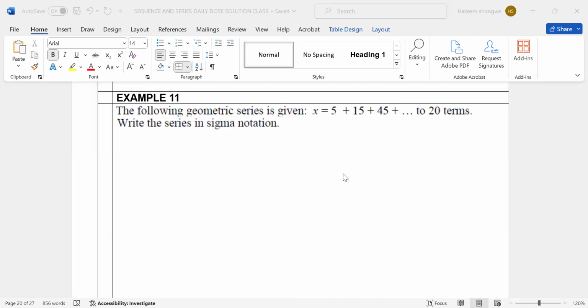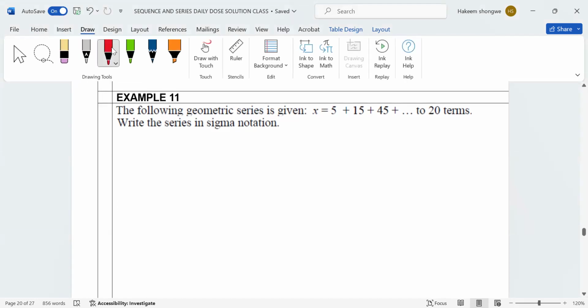Okay, here we are given the following geometric series up until 20 terms. The question is saying we should write this in sigma notation. Now, what does a sigma notation have?